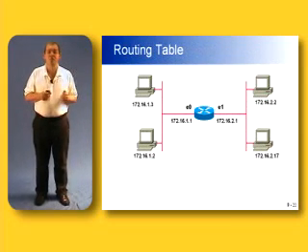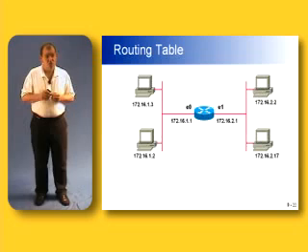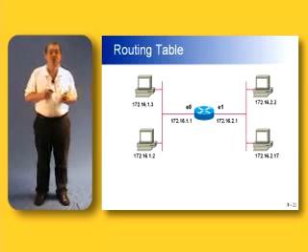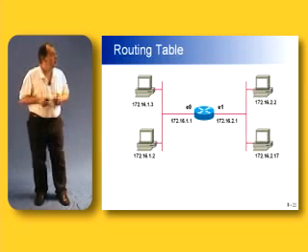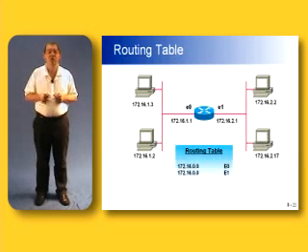On one side of the router, we have 172.16.1.1, and all the other devices attached to that segment are 172.16.1.something. And on the Ethernet 1 segment, we're going to put an address of 172.16.2.1, and all the devices on there will have an address of 172.16.2.something. And then we'll turn on the router and have a look in the routing table.